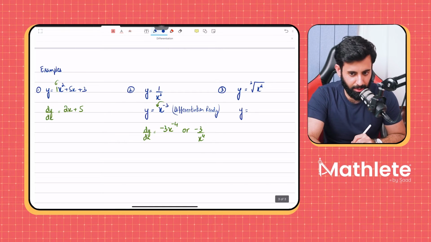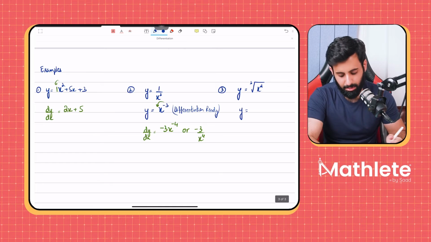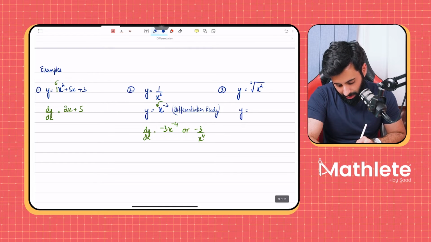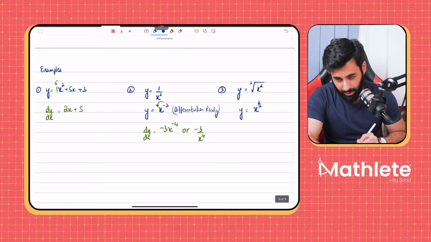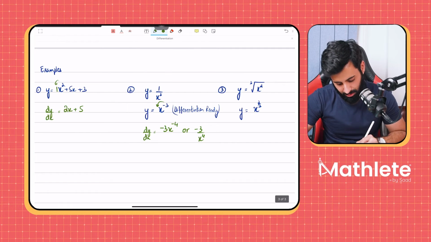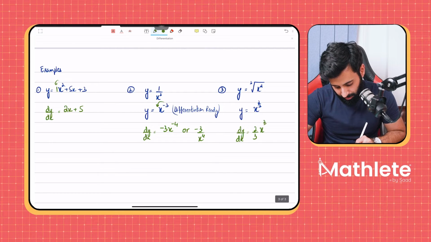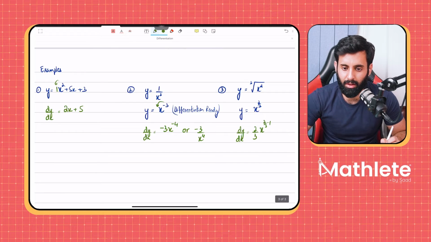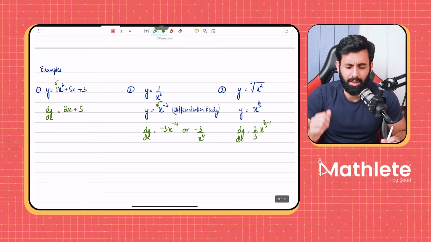So here also we need to do an additional step where we make it ready to be differentiated. So x to the power 2 upon 3 is what it becomes. Again, using the rule of indices. Now we can differentiate it. So in that case, this becomes dy by dx is equal to 2 upon 3 x to the power 2 upon 3 minus 1.